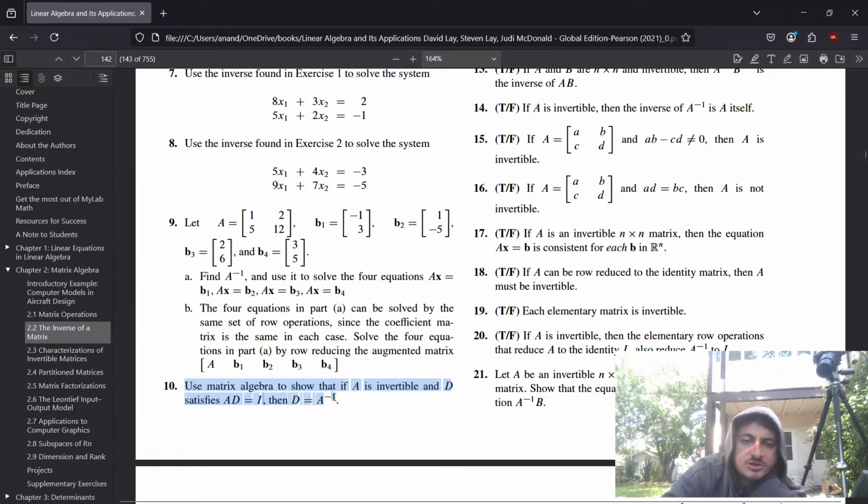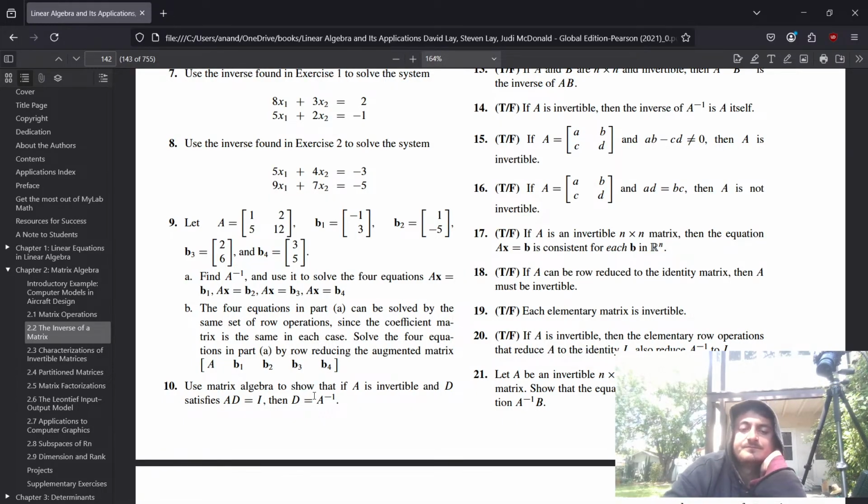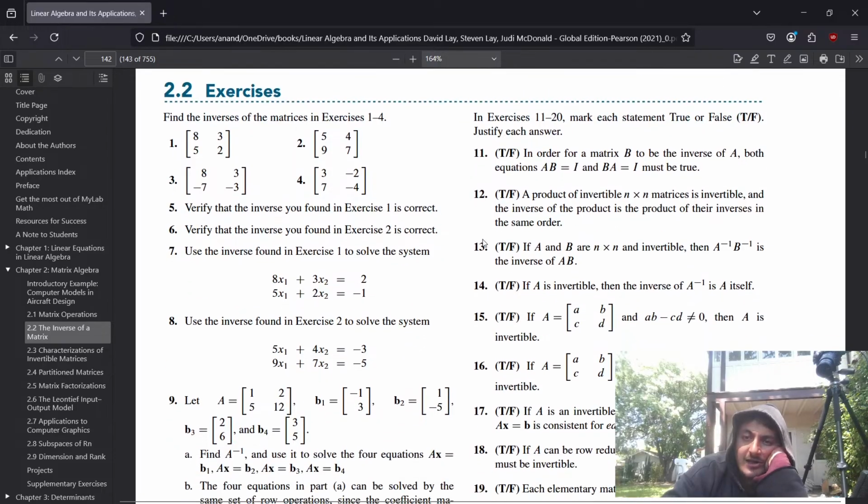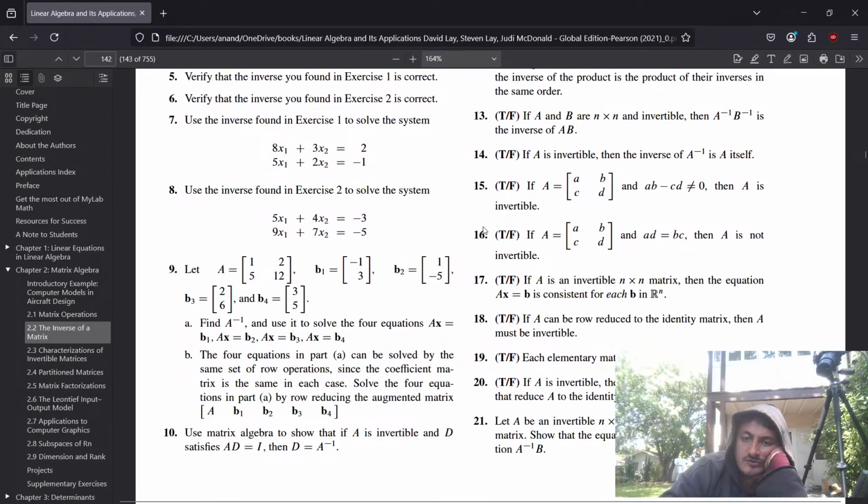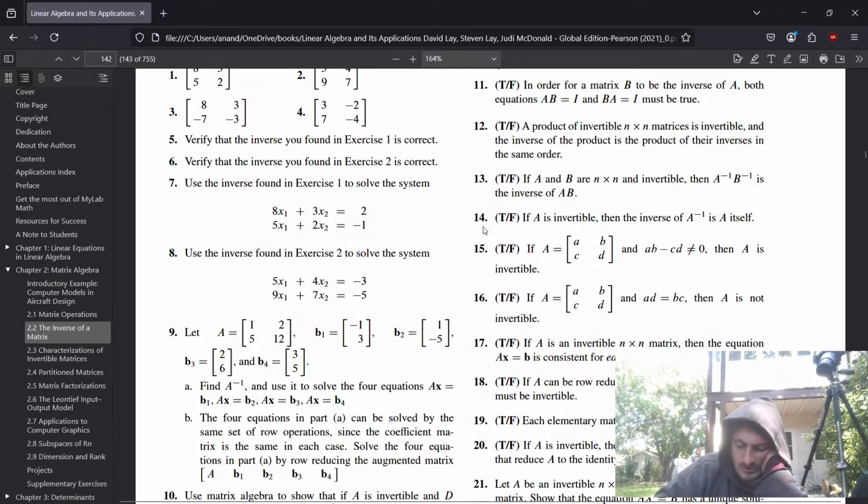Use matrix algebra to show that if A is invertible and D satisfies AD equal to I, then D is equal to A inverse. Ten is good. We'll do 10. All right, I like the true falses. I always like the true falses. So we're going to do 11 through 20.